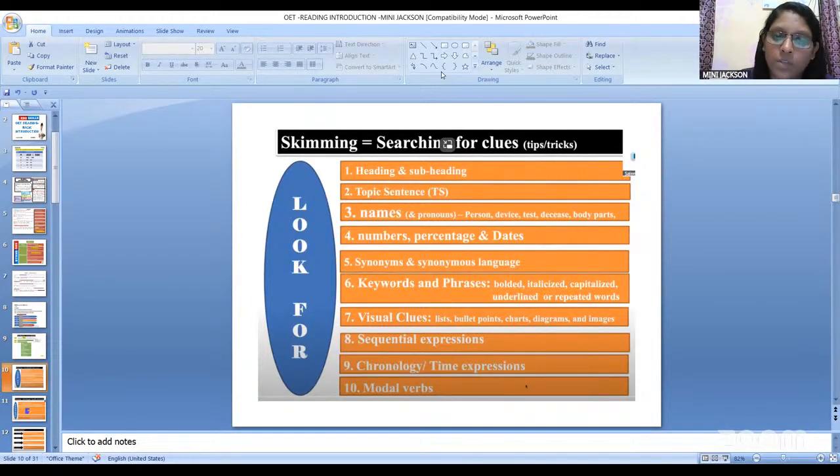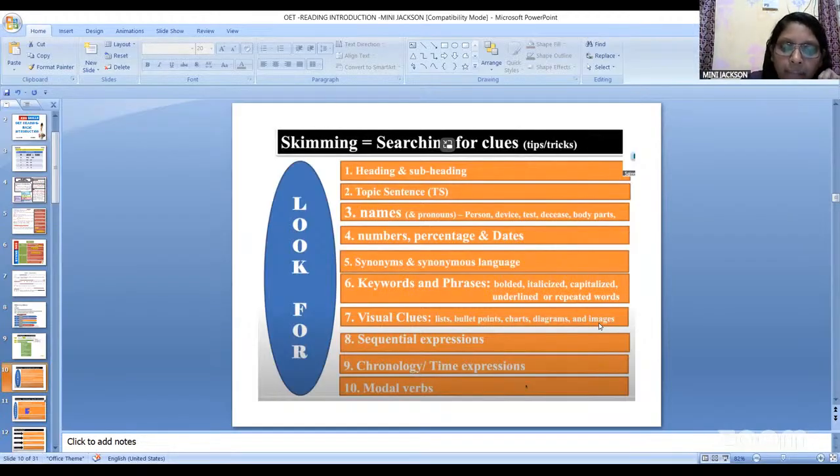Then visual clues. What is that? Lists, bullet points, charts, diagrams, or images. Here we need to look at each bullet point. Sometimes we couldn't read all the bullet points, but in the first, second, and third points, just read the left side. Then for charts, there may be columns. We need to focus on the left side column, and the same for the up and down columns. Then diagrams or images.